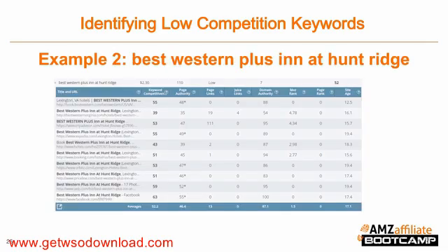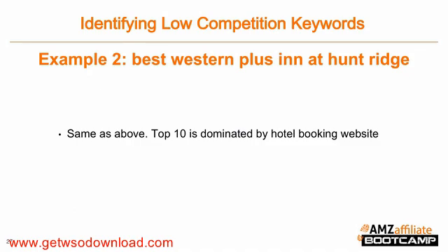The second bad keyword example is Best Western Plus Inn at Hunt Ridge. It's the same as above. Top 10 is dominated by hotel booking websites. And if you think back to our definitions of different types of keywords, then even in terms of the different categories that we talked about, categorically these are bad keywords, right? These do not fall into the types of categories of keywords that we want to look at. So if you've forgotten the differences between the 4 types of categories of keywords, go back to that lesson now and check it out because it's really important and can also save you a lot of time of manually evaluating your keywords.